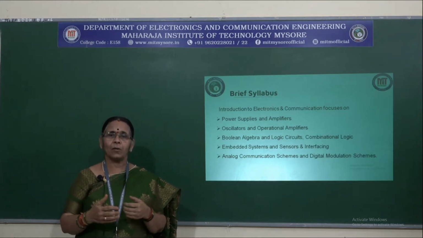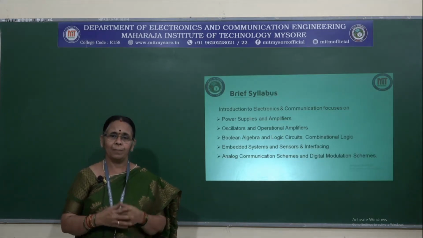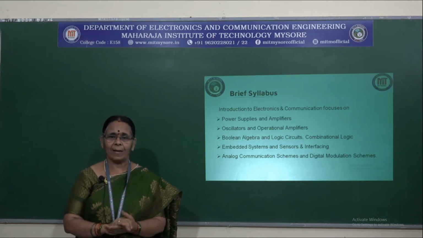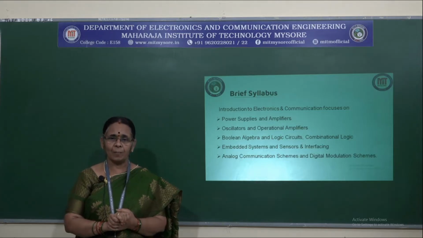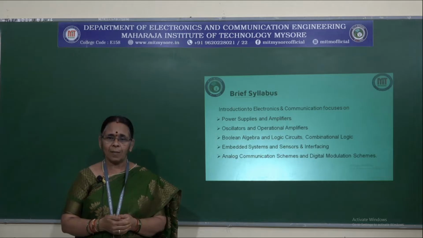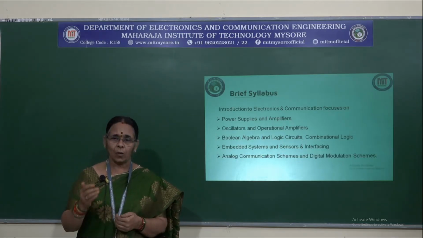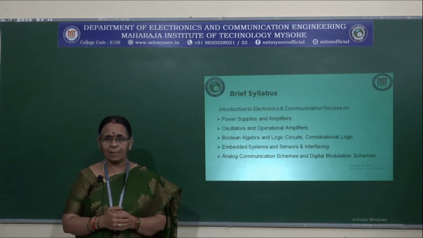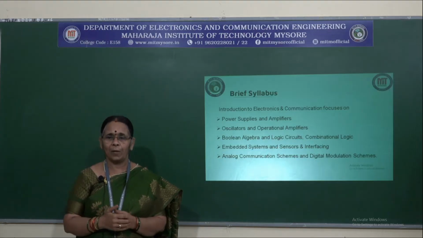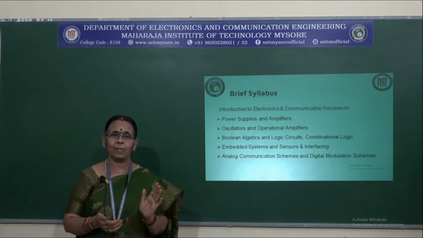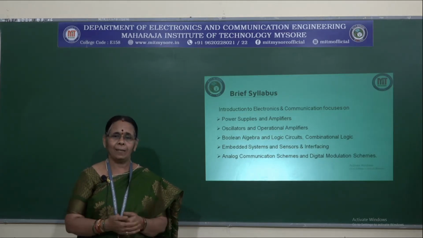Introduction to Electronics and Communication basically has 5 modules, and those 5 modules are titled as Power Supplies and Amplifiers, Oscillators and Operational Amplifiers, Boolean Algebra, Logic Circuits and Combinational Logic, Embedded Systems and Sensors and Interfacing, Analog Communication Schemes and Digital Modulation Schemes. These are the 5 modules which you are going to study if you happen to study that in first semester or in second semester.